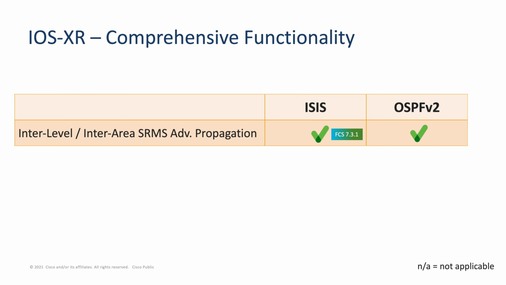We do like to expose you to our comprehensive functionality, not only in ISIS. In ISIS, this is brand new in 7.3.1. In the case of our OSPF implementation, the propagation of SRMS advertisements inter-area has been shipping for quite a while, so it's already a shipping function. And with this, we end our summary of segment routing innovations for IGPs in IOS XR 7.3.1, and we're going to be now moving on to our next topic, which is going to cover the segment routing MPLS innovations for performance monitoring.